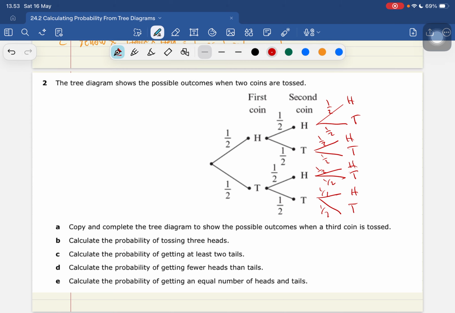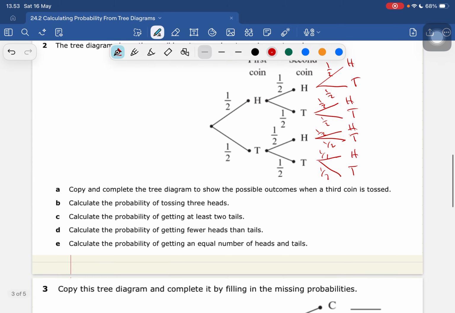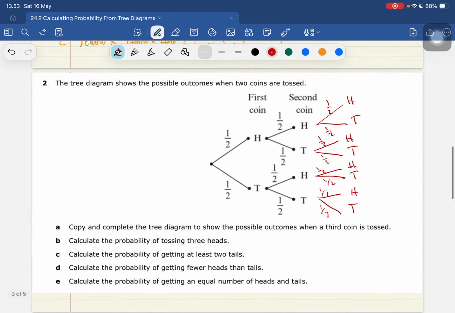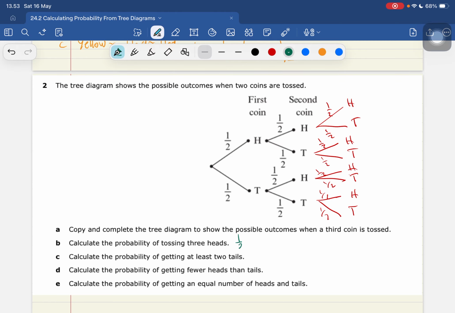Calculate the probability of tossing 3 heads. So for the first head we got 1 over 2, multiplied by 1 over 2 again, and multiplied by 1 over 2. So the probability to get 3 heads is 1 over 8.